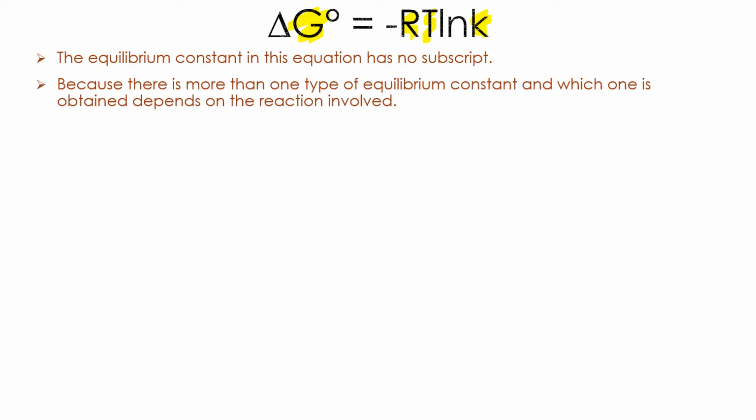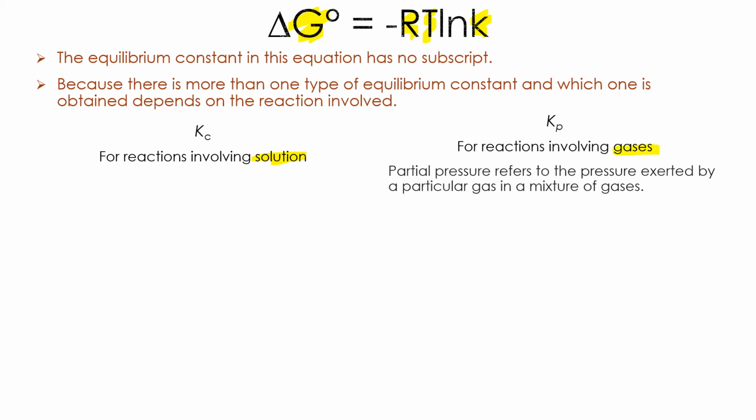Why is that? Because there is more than one type of equilibrium constant, and which one is obtained depends on the reaction involved. So we have Kc and we have Kp. When should we use Kc? When should we use Kp? We should use Kc when the reaction involves solutions. Kp is introduced when we have gases.